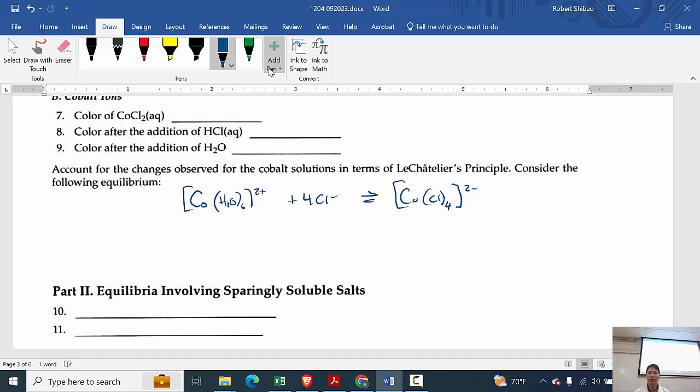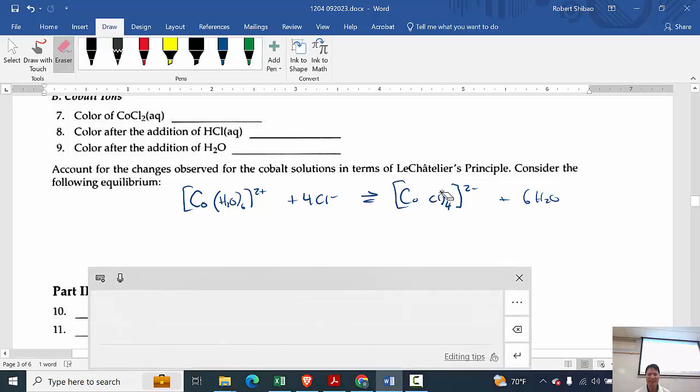So we form the cobaltate ion. We go from hexaaqua cobalt(II) to tetrachlorido cobaltate(II), and then we'll have 6 waters. Now this is often done. Actually, do I need the parentheses here around chlorine? No, I don't. Let me get rid of those. I don't need the parentheses.